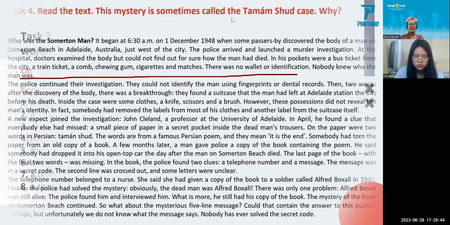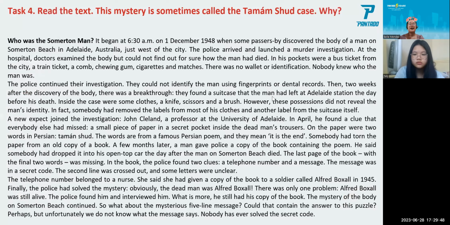Okay. Now, can you please read this text for me, Hallie? This is called the mystery, the Tamam Shud case. You can read it on your own, Hallie, because this is so long. Tell me if you're done, okay?